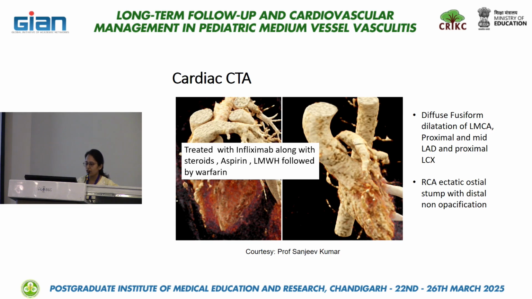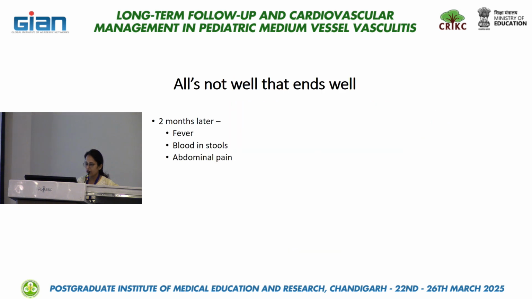Thinking that it was refractory Kawasaki disease, he was given infliximab along with steroids, aspirin, and low molecular weight heparin followed by warfarin, following which symptoms resolved and he was discharged. But 2 months later, he again presented with fever, blood in stools, and abdominal pain, and with persistently high CRP and ESR.